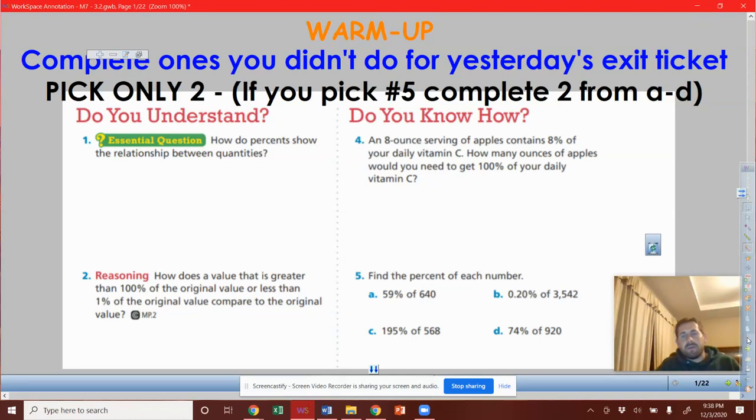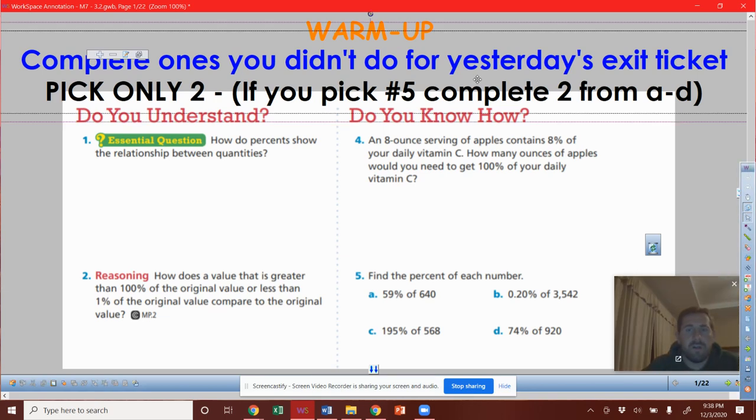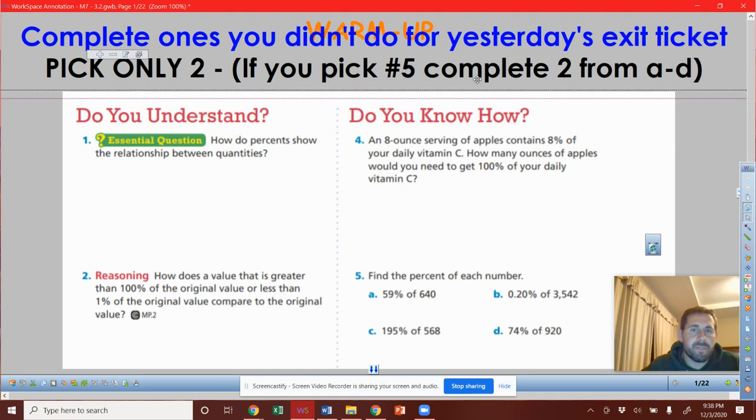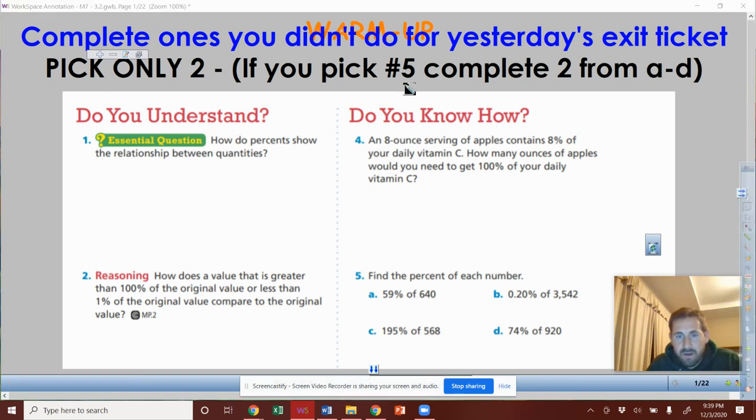These are all the problems that, at this point, with our exit ticket yesterday and now this warm up, we should have completed all these. All of the questions that you see here, with, I guess, the exception of F or 5, unless you picked 5 twice.